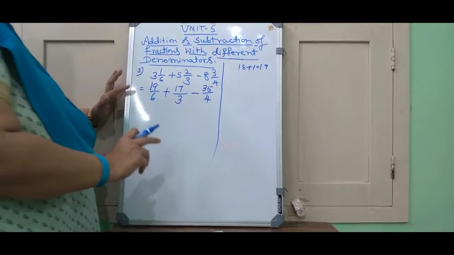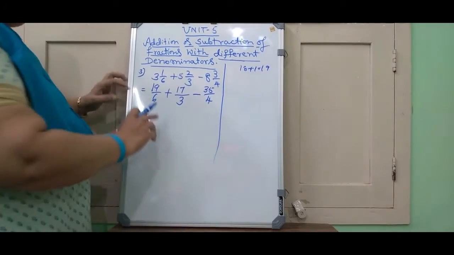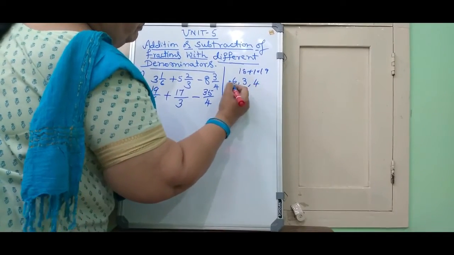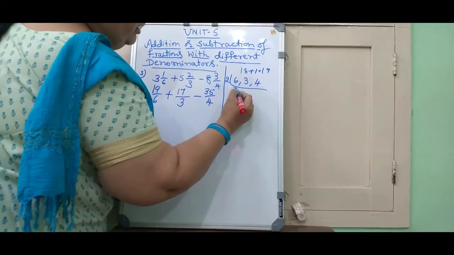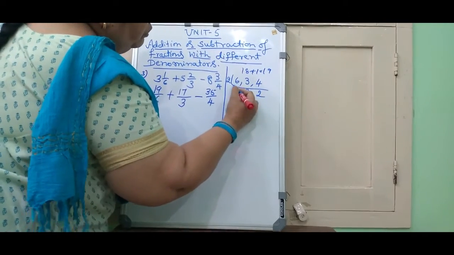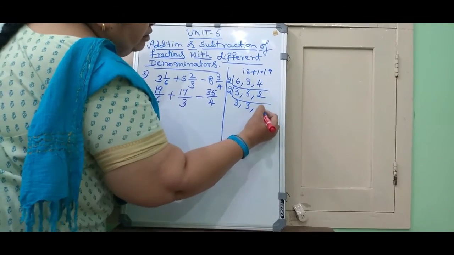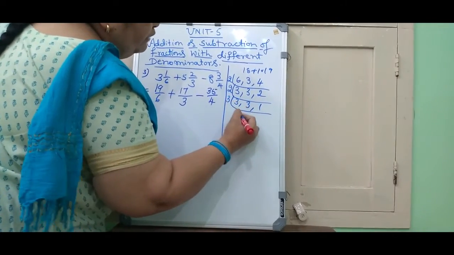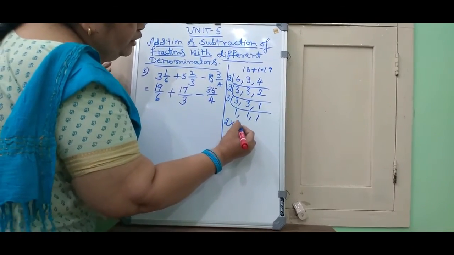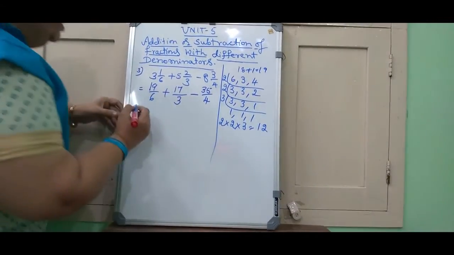Now let us do it as usual, as I have told you in the first and second examples. Let us consider the numbers 6, 3 and 4, and find the LCM. 2 3s are 6, write this 3 also like this. Again 2 2s are 4, again let me take 2 only. 3 3s, let us write like this. 2 1s are 2, and 3 1s are 3. So the LCM will be 2 into 2 into 3, which is 12. 12 will be the LCM.